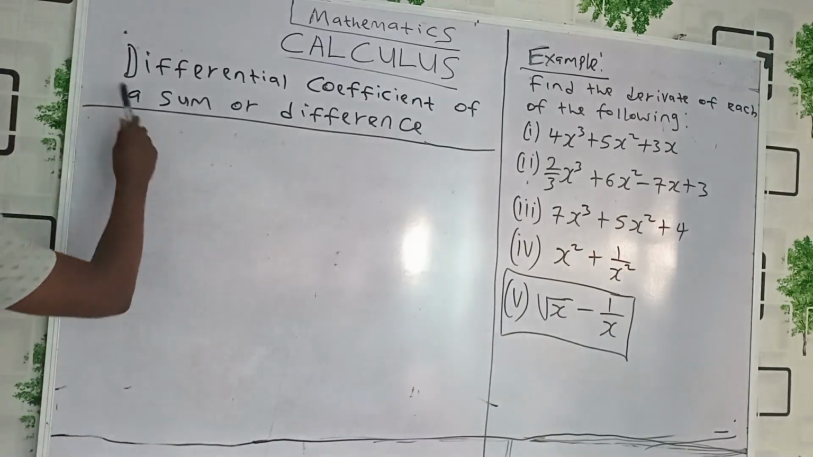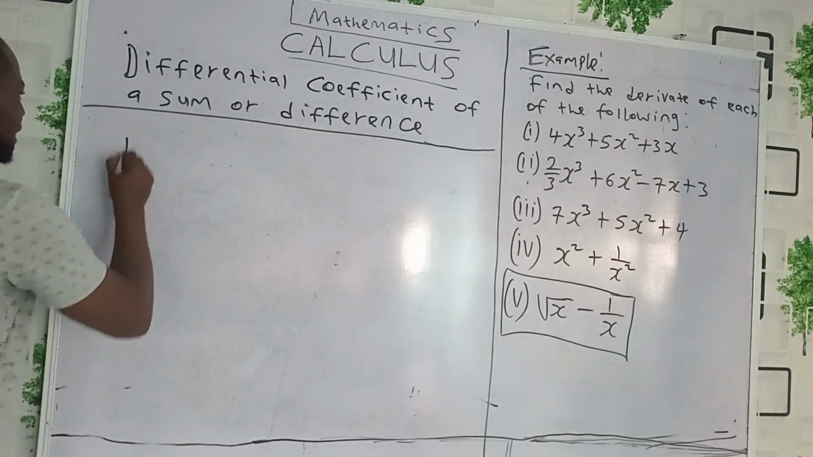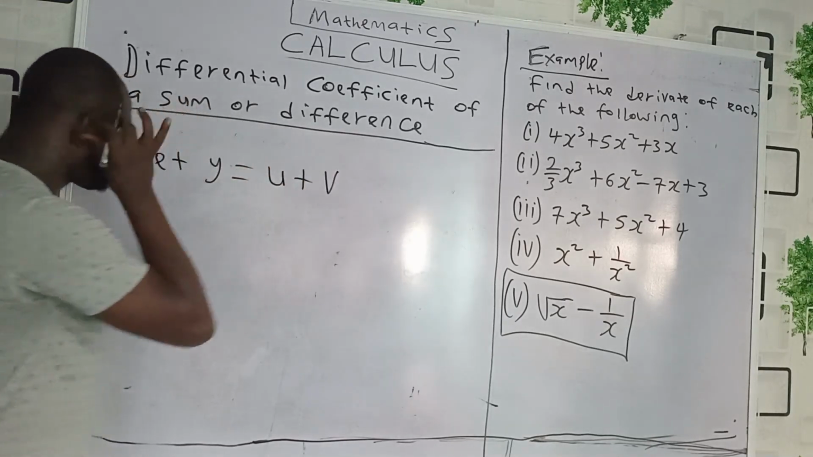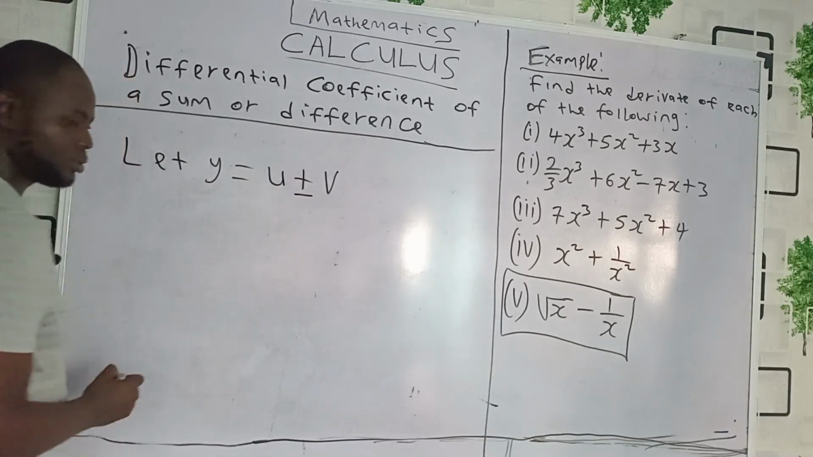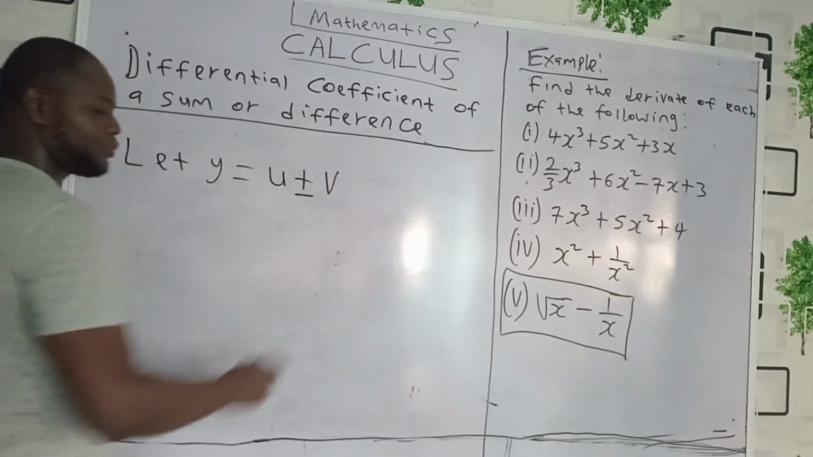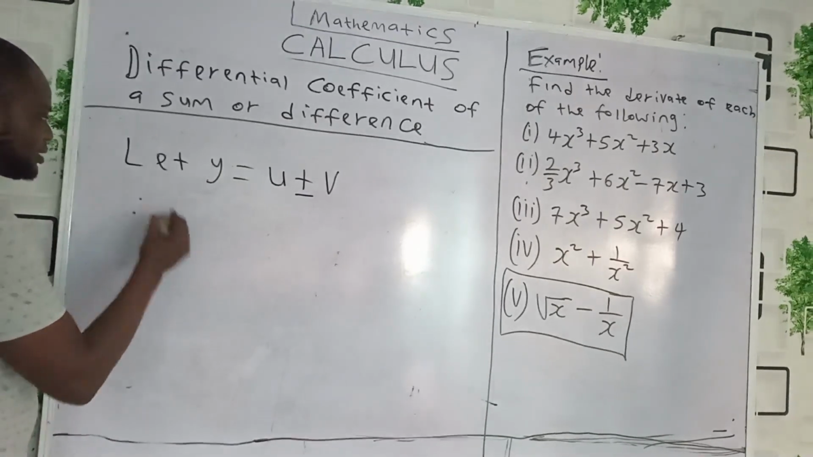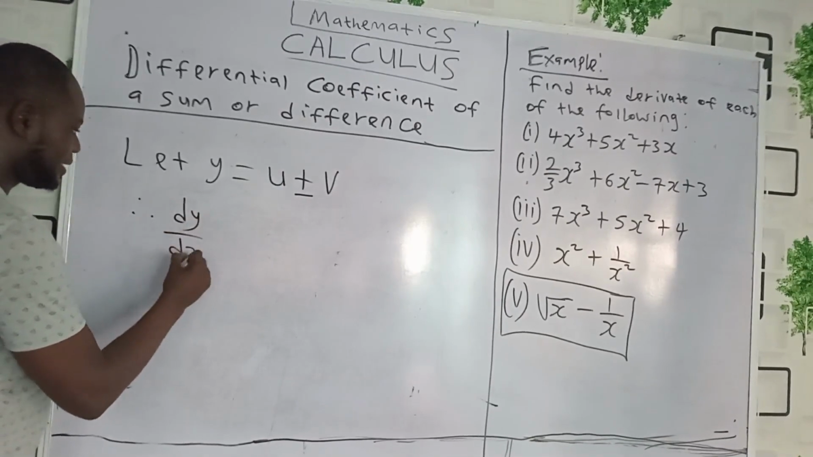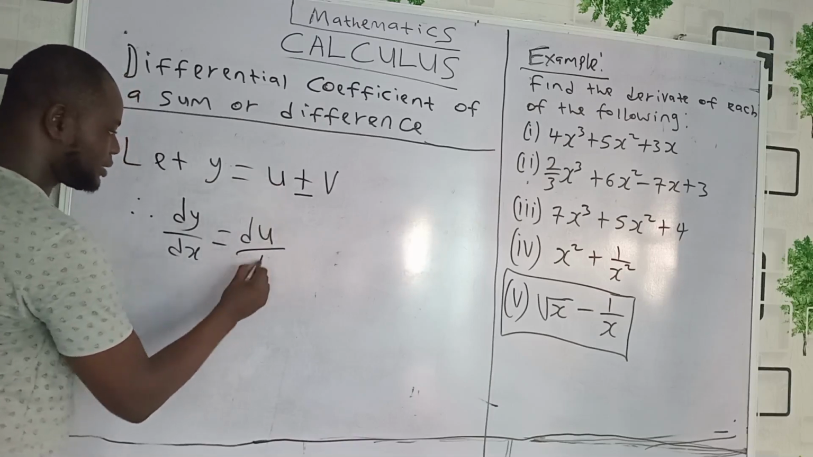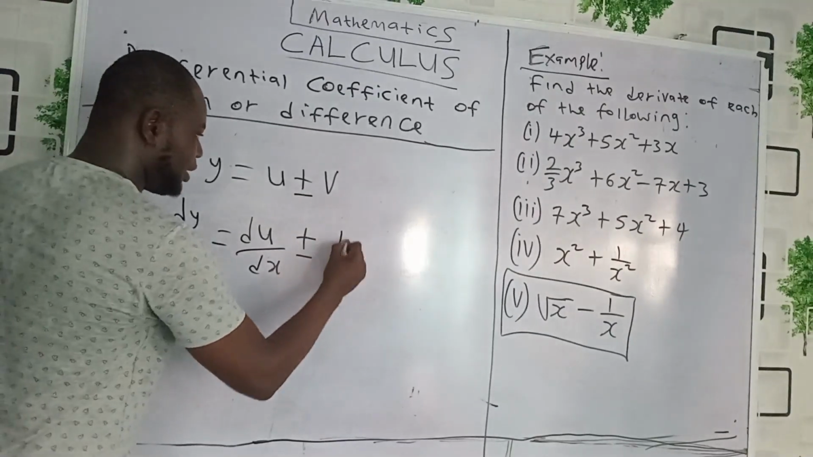Today, we want to discuss differential coefficients of a sum or difference. What do we mean by that? For example, let's say y is given as u plus v. It can be plus or minus v, where u is a function of x and v also is a function of x. In that case, what will be the derivative of y with respect to x? Can I say that therefore dy/dx will be equal to du/dx plus or minus, as the case may be, dv/dx.